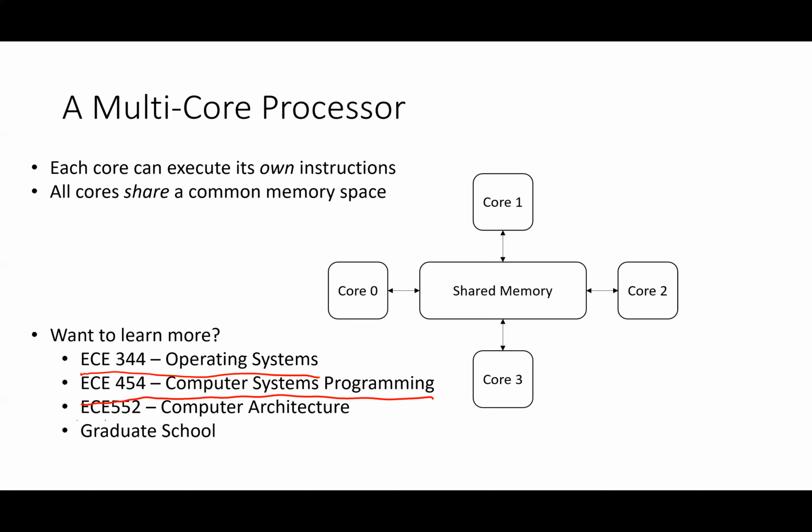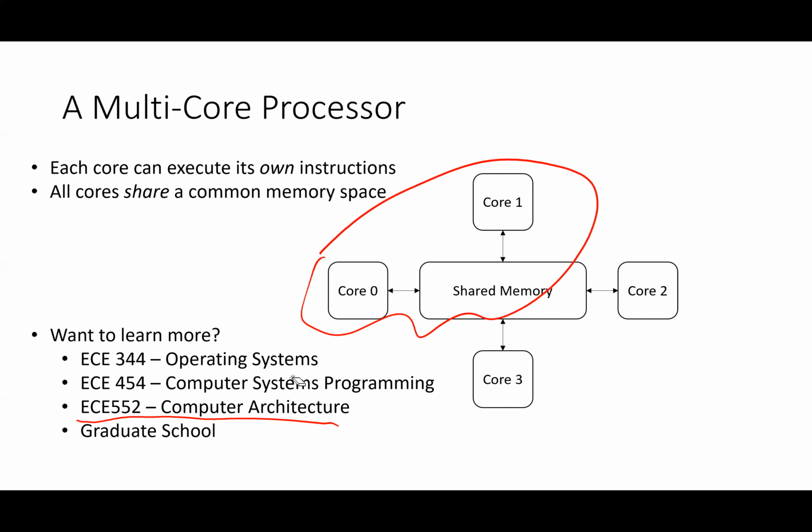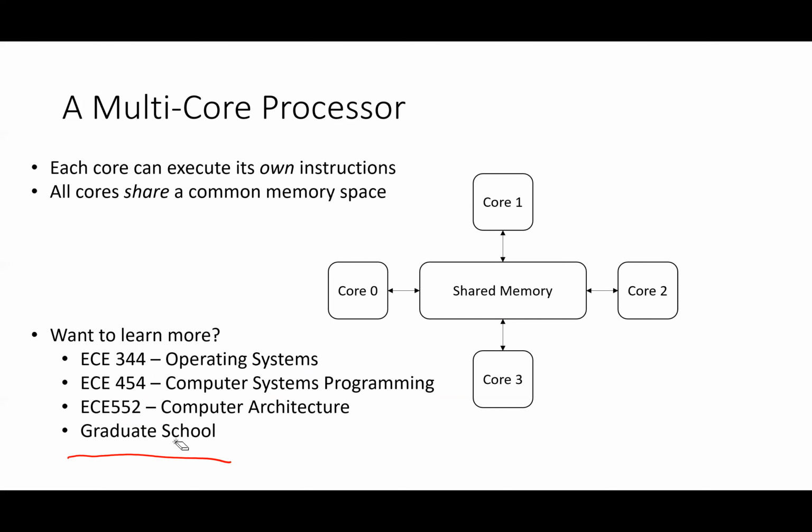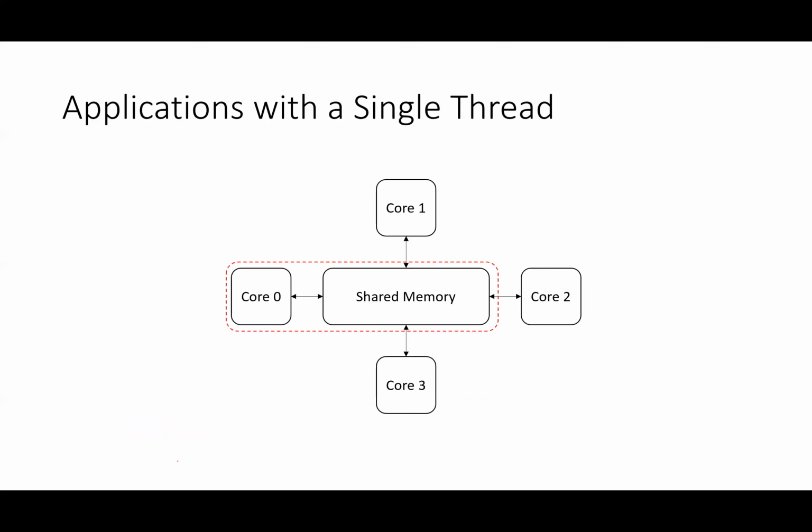And ECE 552 is computer architecture. It's basically how do we actually build this? This is actually really complicated, okay? To have these multiple cores collaborating through this shared memory, and we also want them to be fast, so that's a big topic too. And this is an area of very active research. So you can go to graduate school, okay? So yeah, it's a big topic. I'm going to talk about a little bit of it.